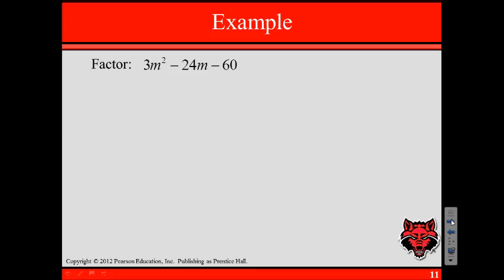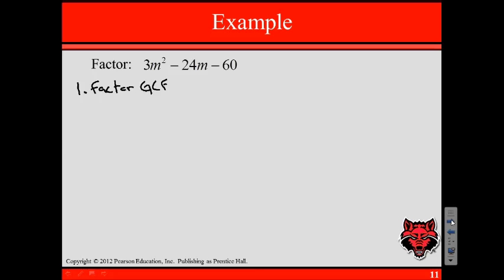In this example, we have 3m squared minus 24m minus 60. And we see that in front of m squared isn't just the number 1. We have a 3. This is the first time we've seen it, but it's always important to at least try to factor the GCF, the greatest common factor, before we use the factoring methods learned in this section.